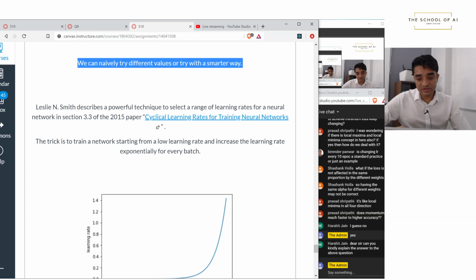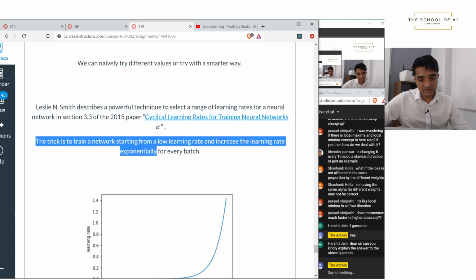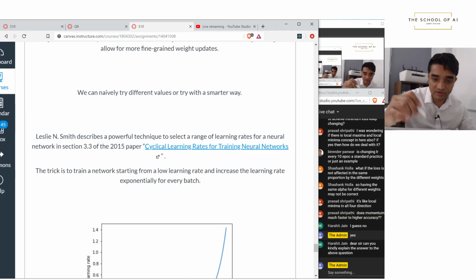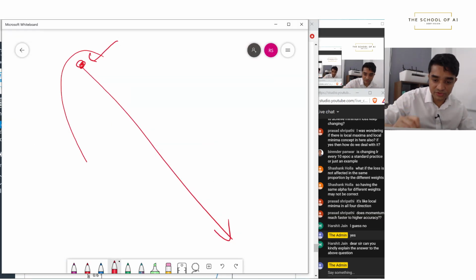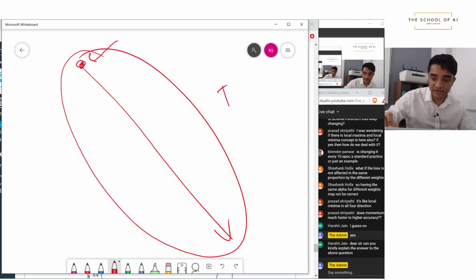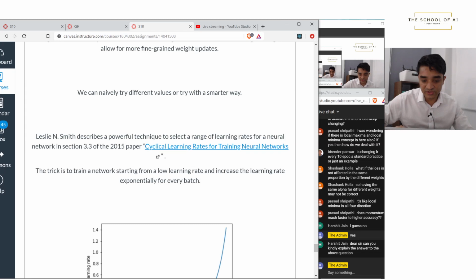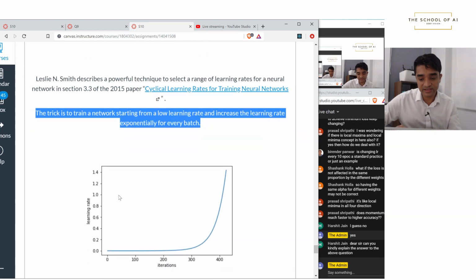The trick is to train a network starting from a low learning rate and increase the learning rate exponentially after each batch. See that? This is a different approach, but this is for something else, okay? So let me not confuse you. This approach is for the full training of the network. This approach, where we are saying the trick is to train a network starting from a low learning rate and increase the learning rate, is for finding the learning rate, right? Here we are trying to find the learning rate.